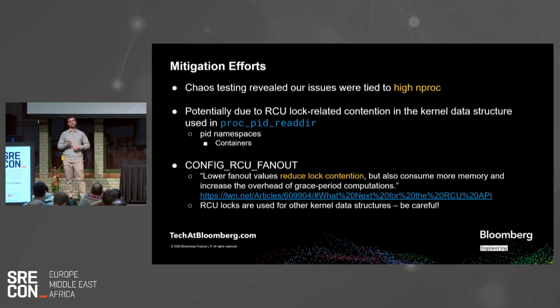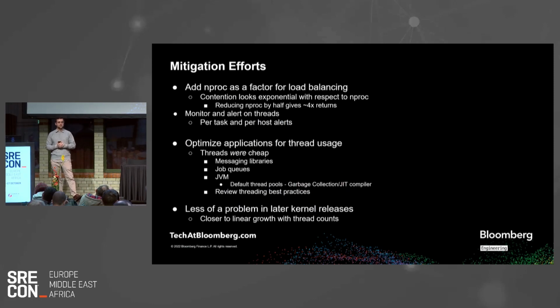And one other thing to keep in mind is that RCU locks aren't just used for the proc PID data structure. They're used for other kernel data structures. So tweaking this one config will have far-reaching effects throughout your system, so you want to be very careful with this. What else can we do? Well, we can add nproc as a factor for load balancing. And again, because these things look exponential, reducing our nproc by half will give us 4x more load to work with.